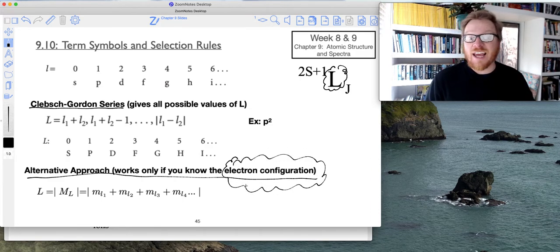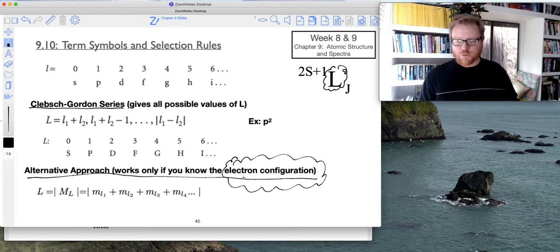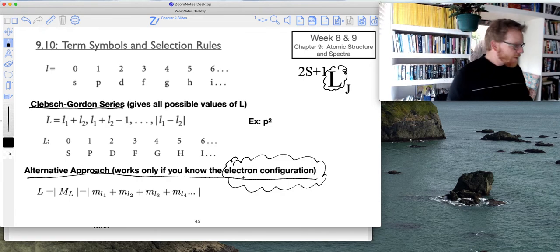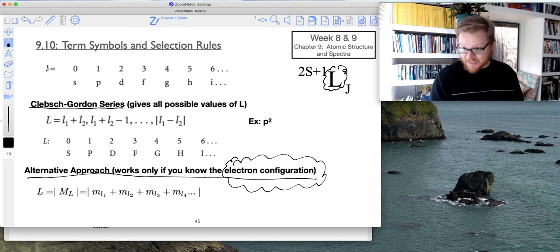And for ground states, that works just fine. This gets really difficult for excited states, okay? Getting the electron configuration of the excited state. But all the same, let's go for it. So we remember that lowercase l corresponds to any one electron. If it's 0, it's an s. If it's 1, it's a p. If it's a 2, it's a d, etc.